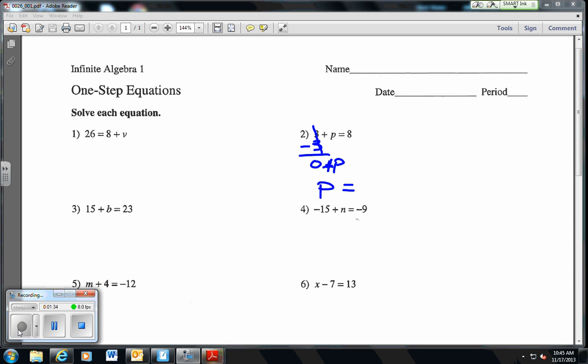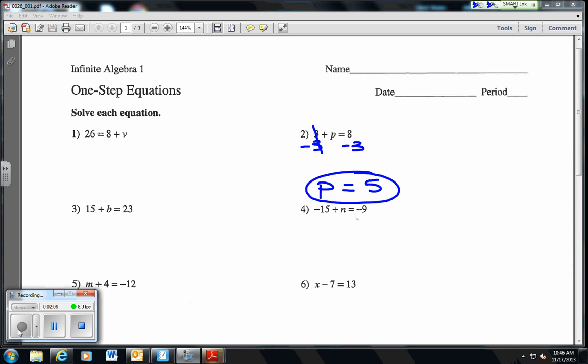Now, p does not equal 8. Okay? The equal sign always tells the truth. So it's telling us that 3 plus p is 8. Well, we subtracted 3 from the left side of the equal sign, so we've now disturbed that balance. So to put the balance back, if we subtract 3 from the left side of the equal sign, then we have to subtract 3 from the right side of the equal sign. So on the right side, 8 minus 3 would give us 5. So we're saying that p equals 5.